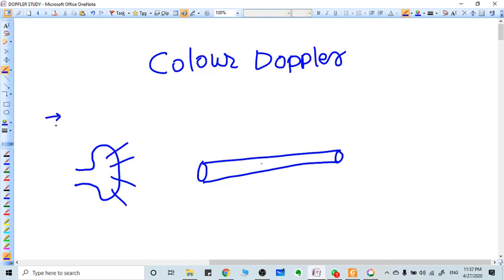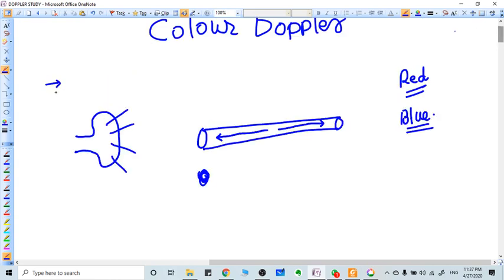Now, in this vessel, if the blood flow is towards the probe, the probe will see it as a red flow, meaning towards the probe. If the flow in this vessel is away from the probe, it will see it as blue. Now you know both colors: if the flow is towards the probe, the probe will see it as red, and if the flow is away from the probe, it will see it as blue. Now that is the thing about color.